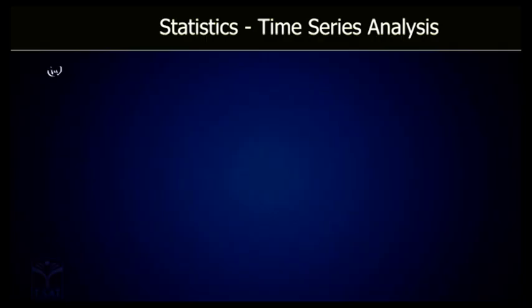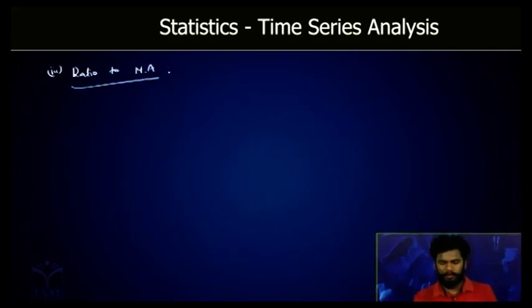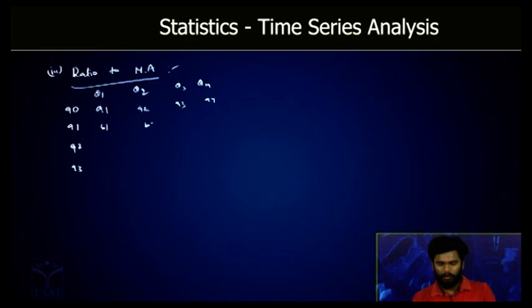The third method to measure seasonal variations is the ratio to moving averages method. So let's consider the data for 90, 91, 92 and 93. Let's consider only 4 years. The quarter values are given: Q1, Q2, Q3 and Q4. A1, A2, A3, A4, B1, B2, B3, B4, and so on, C1, C2, C3, C4, D1, D2, D3, D4.